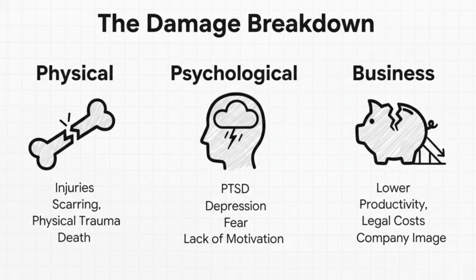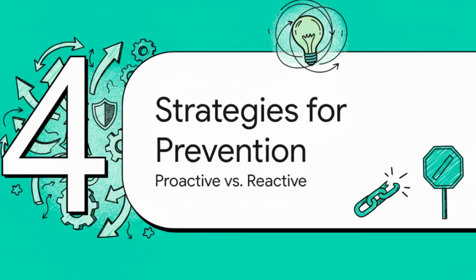Physically, the consequences are obvious and terrible, from injuries all the way to death. But the psychological scars are just as deep. We're talking PTSD, depression, and a workplace filled with fear. And then, for the business, productivity tanks. Legal bills pile up, good employees leave, and the company's reputation can be left in tatters. When you look at consequences that severe, it's pretty clear that just reacting after something happens is not a real strategy. The only way to win is to get ahead of the problem.